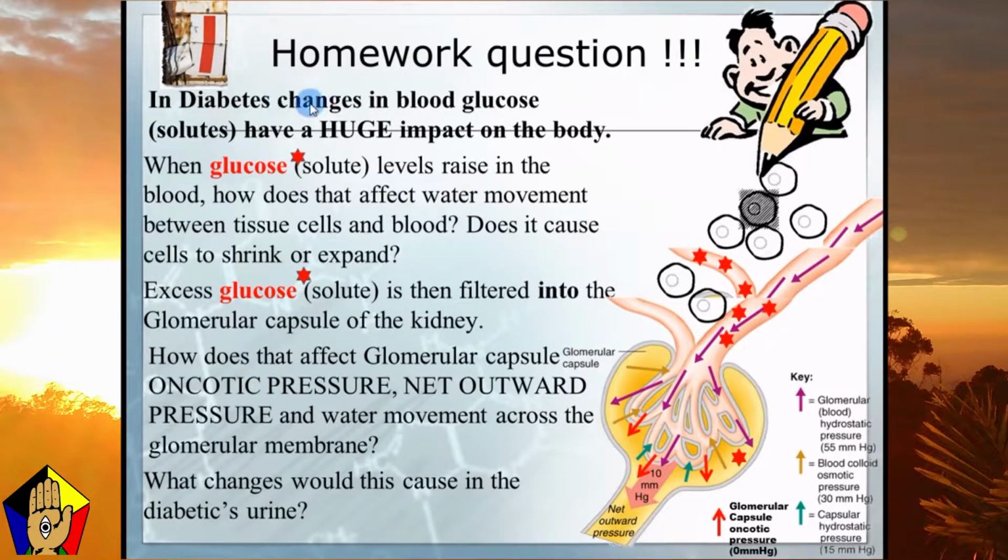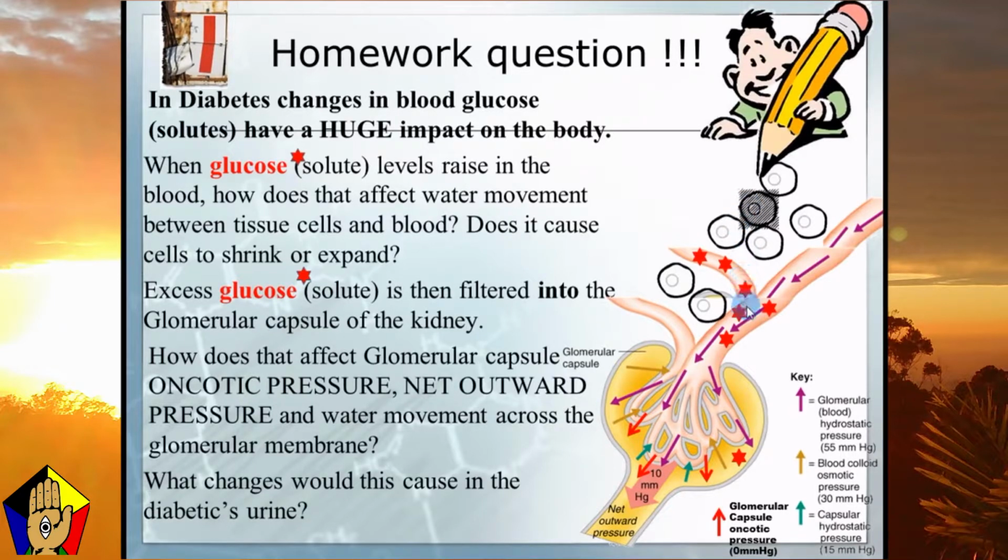So in diabetes, changes in blood glucose have a huge impact on the body. So we're just going to look at the nephron, but you can think of the same idea at the tissues too. So when glucose, and these little stars represent glucose, levels rise in the blood, how does that affect water movement between the cells in the tissue and the blood? So where's the water going to want to move? Right, so does it cause the cells in here to shrink or expand? What would it do? Think about how you just described the water movement. Where's water going? What's water chasing? And if water's chasing something, it has to be leaving another area. So what's going to happen to these cells?